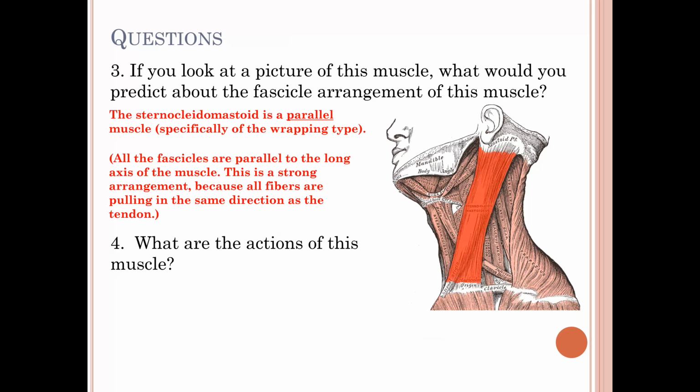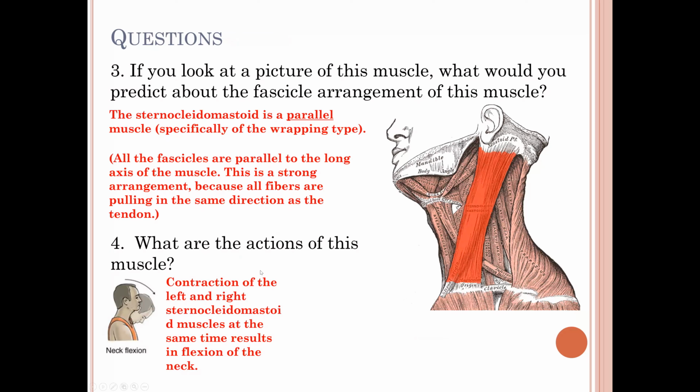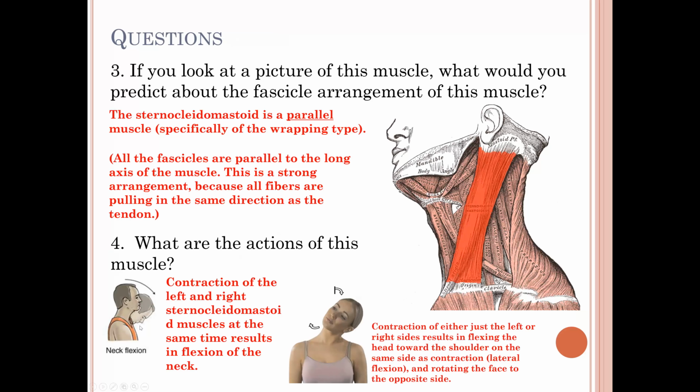Number 4, what are the actions of this muscle? If you contract the left and right sternocleidomastoid muscles at the same time, you get flexion of the neck, which is like nodding your chin down to your chest. If you contract either just the left side or just the right side, this results in flexing the head toward the shoulder on the same side as the contraction.